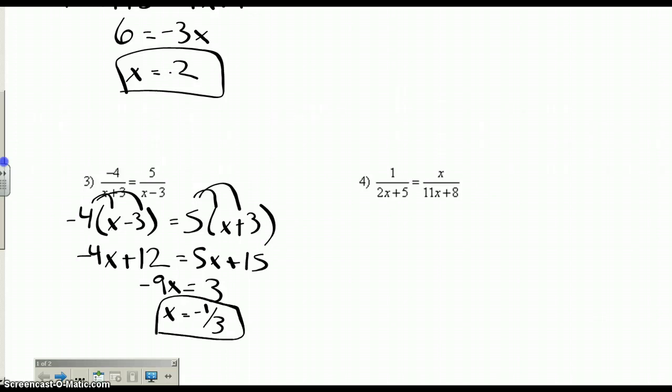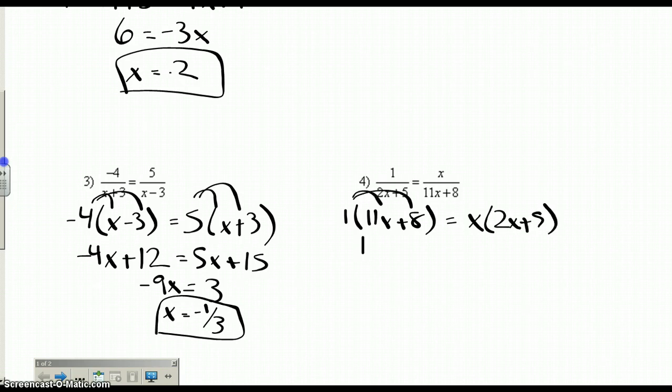Okay, let's look at number 4. Same idea, but now we don't just have a coefficient in the numerators, we actually have a variable here. So I'm still going to cross multiply, but now I need to distribute this x. Okay, I distribute, 11x plus 8 on the left. Distribute, I get 2x squared plus 5x.